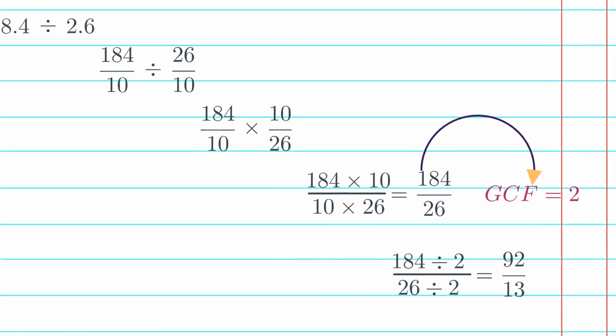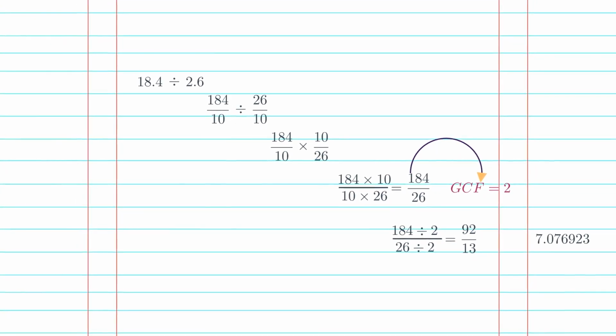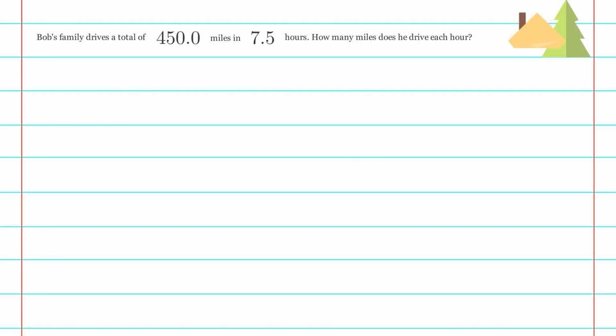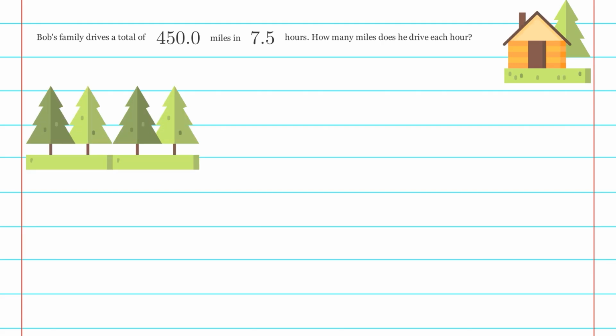Next, let's take a look at this word problem to see how we can apply this concept of dividing decimals in real life. Bob's family drives a total of 450 miles in 7.5 hours. So how many miles does he drive each hour?